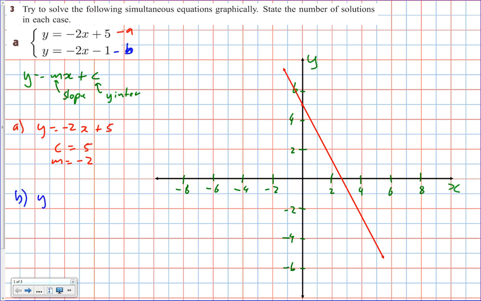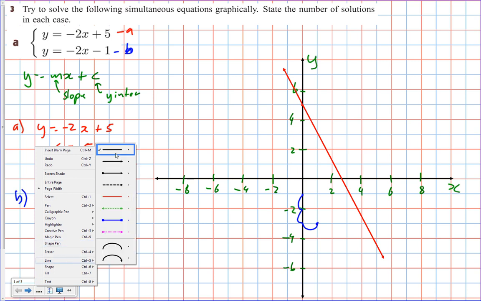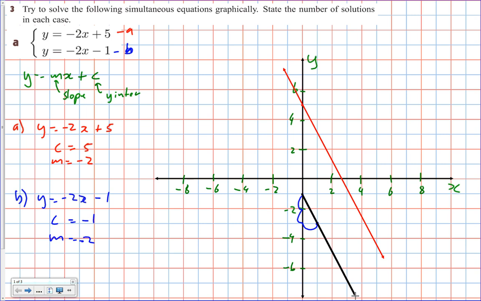B is y equals negative 2x take 1. So c equals negative 1 and m equals negative 2. As we saw earlier, when the slope is the same, we've got parallel lines. So here we've got negative 1, and we go down 2, across 1, so it's going to be the dot there. Automatically I see that my slope's the same for both of these, so I'm thinking parallel lines. That was back in B5. Put my line there and extend my line up the other way.